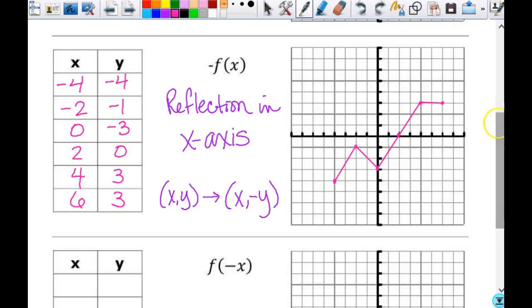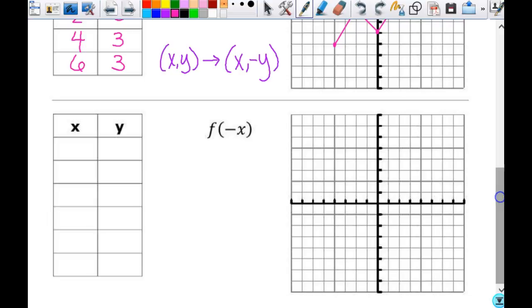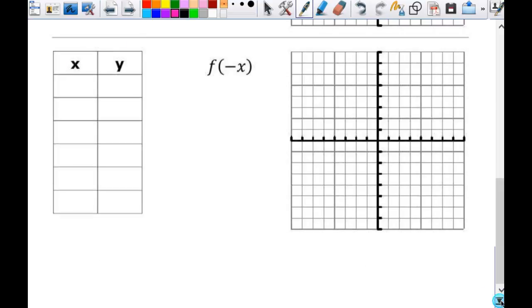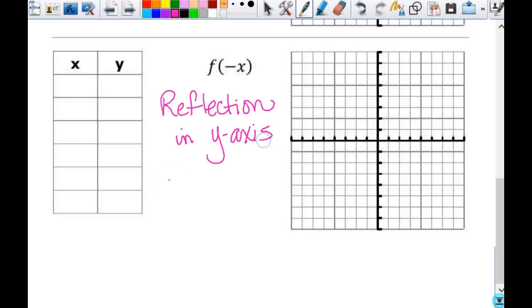All right. So let's look at this one. When we transform it this way and all we do is change the sign on x, what is this? Reflection in the y-axis. Good. So this is a reflection in the y-axis because for every x, y, there is a negative x, y.